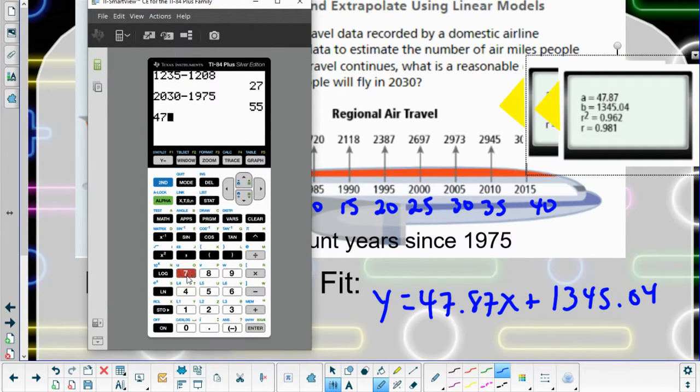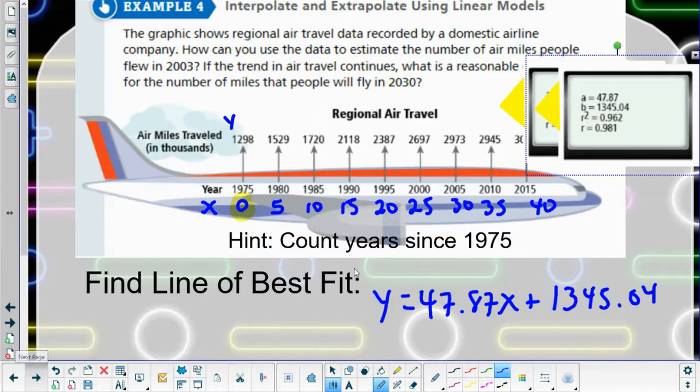So I can say 47.87 times 50 plus 1,345.04. And I can get a rough estimate. I think that they're going to travel roughly 3,738,000 miles. Because remember, we're talking about 1,000 miles. Okay, so that's what extrapolation and interpolation mean.